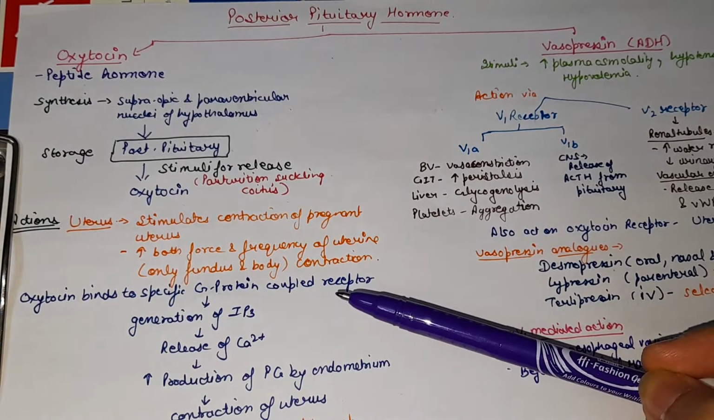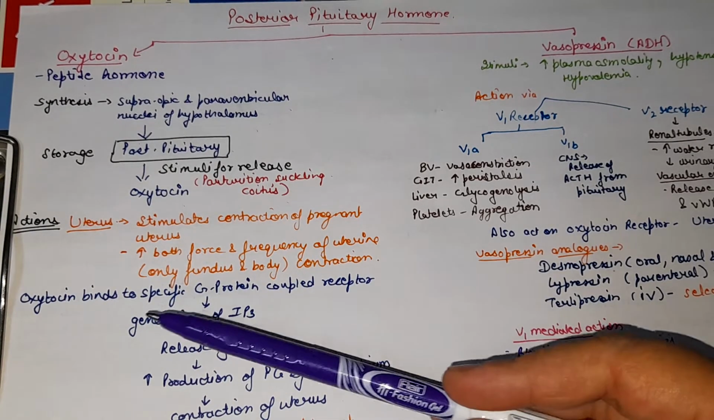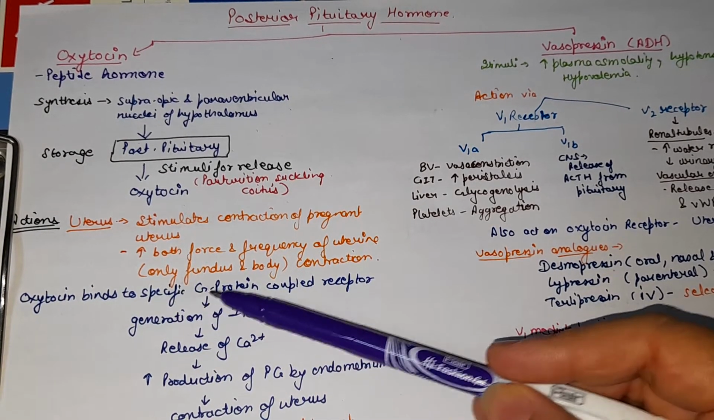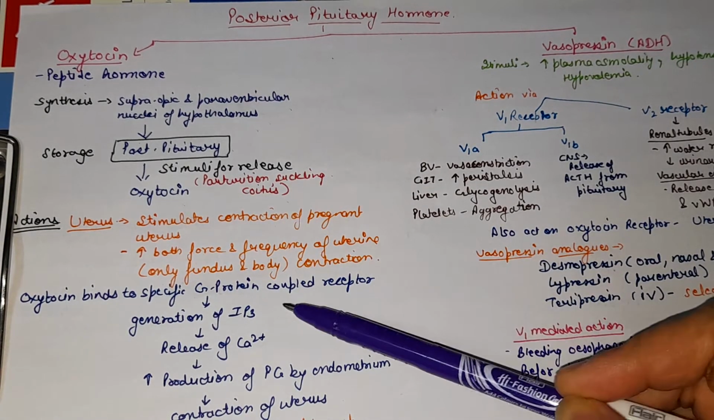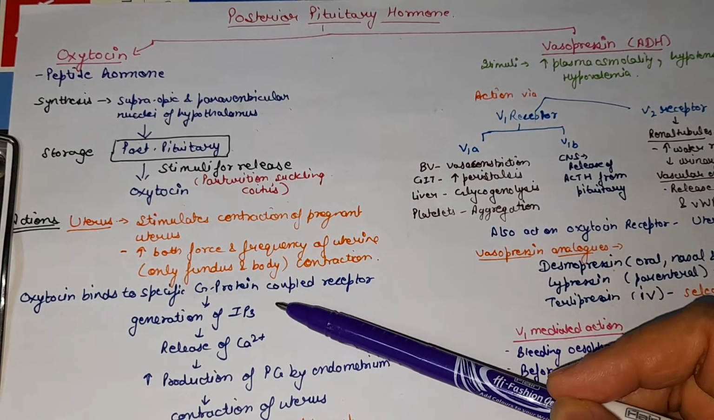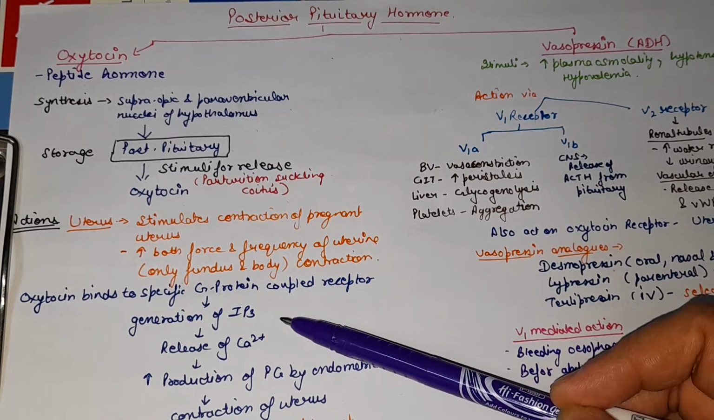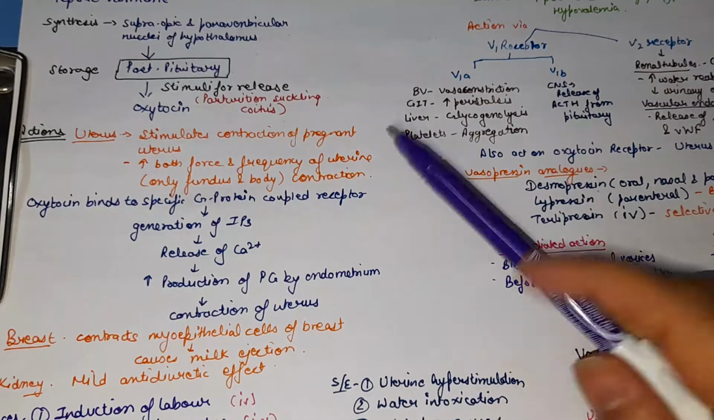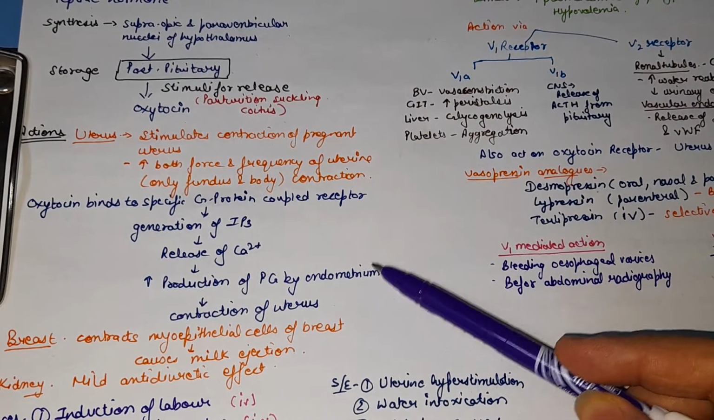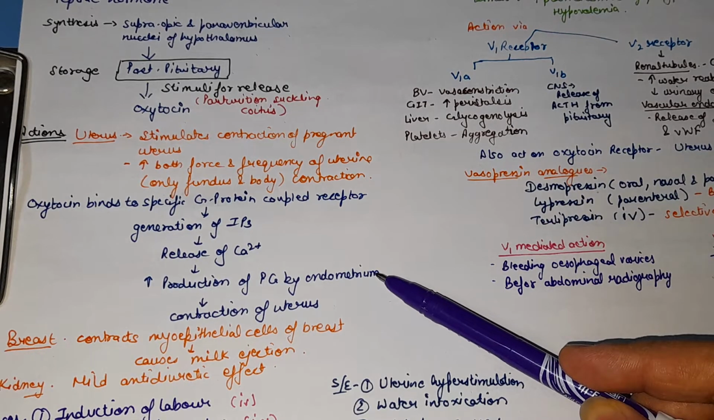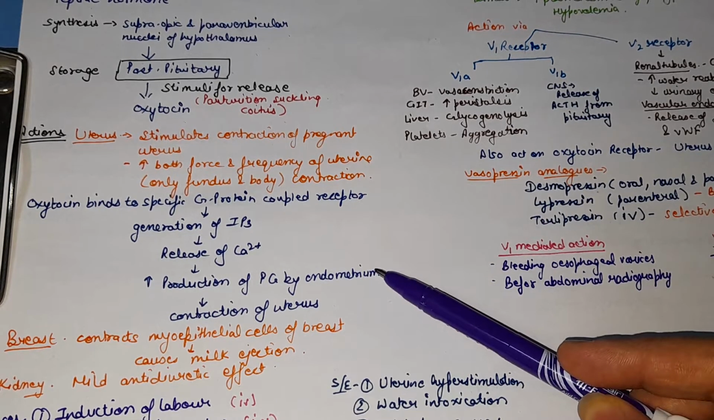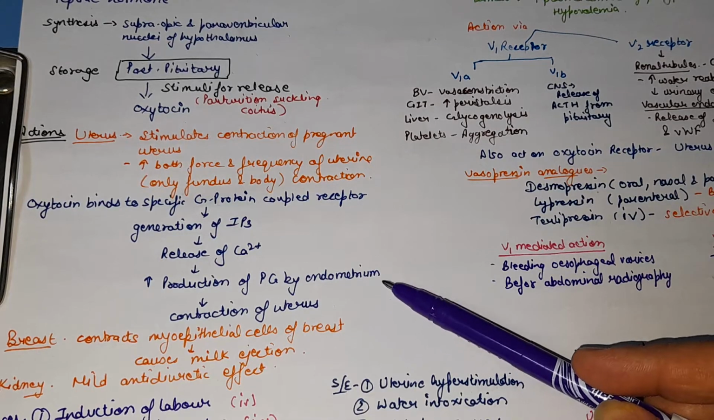Its mechanism of action: oxytocin binds to a specific G protein coupled receptor. There is a generation of inositol triphosphate, and then there will be release of calcium, which will increase the production of prostaglandin by the endometrium, and which causes the contraction of the pregnant uterus.